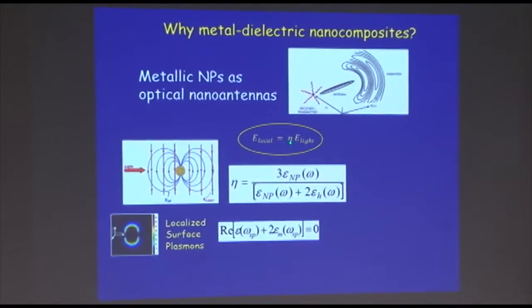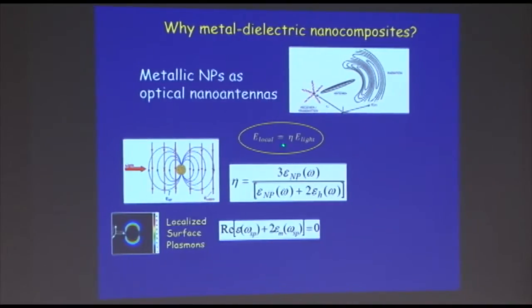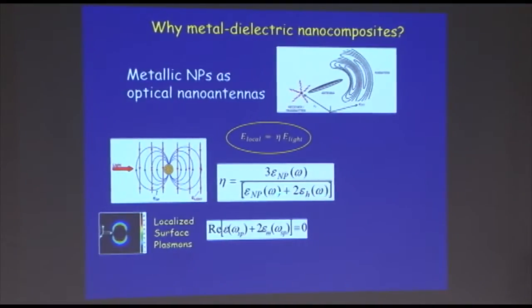This factor, which is called the local field factor, depends on the frequency. If I select a frequency such that the real part of this denominator is equal to zero, then I have a resonance in the particle. This is what is called localized surface plasmons. So what I'm going to show you here is a kind of plasmonics in disordered material.